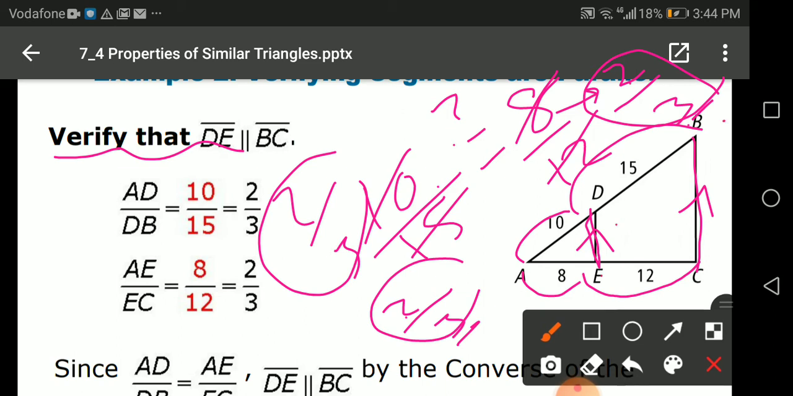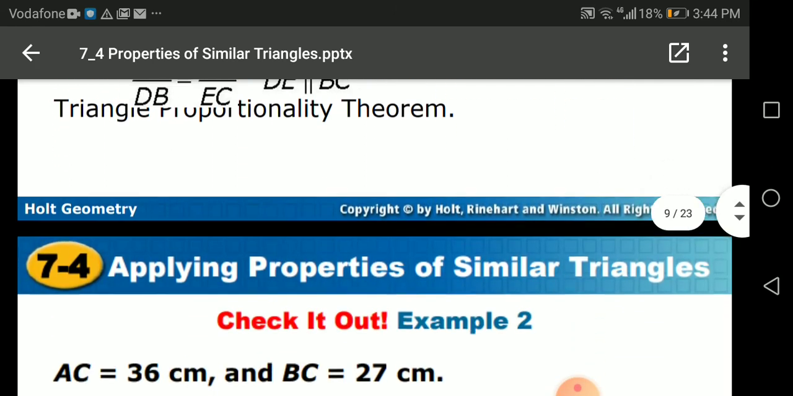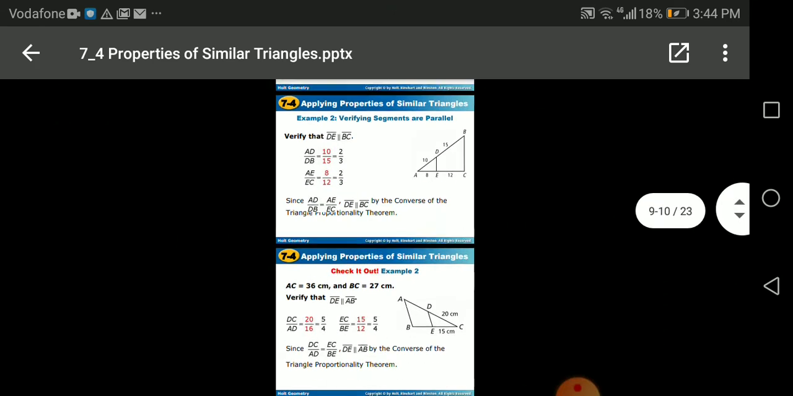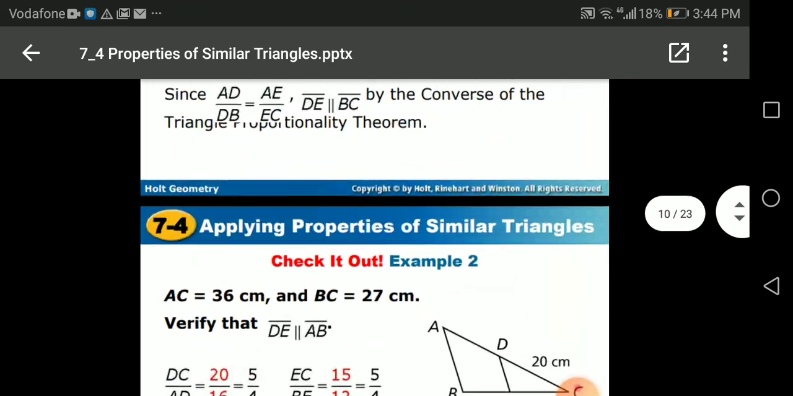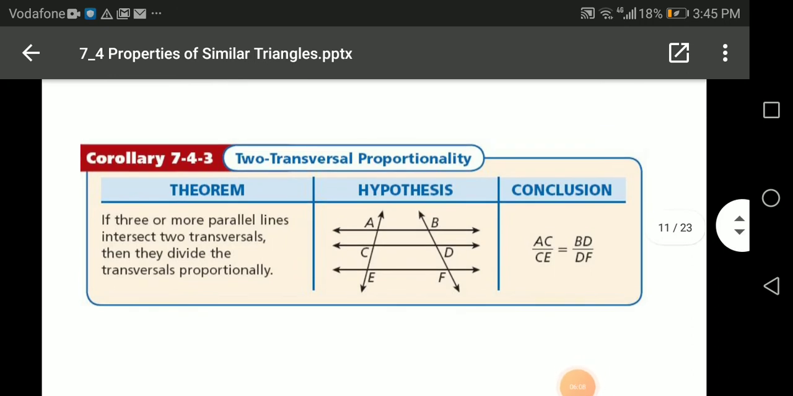DE is parallel to BC. This is the converse of the proportionality theorem. I will say proportional because I can say proportionality. Okay guys, another thing here we've got. This theorem also is a very easy one.